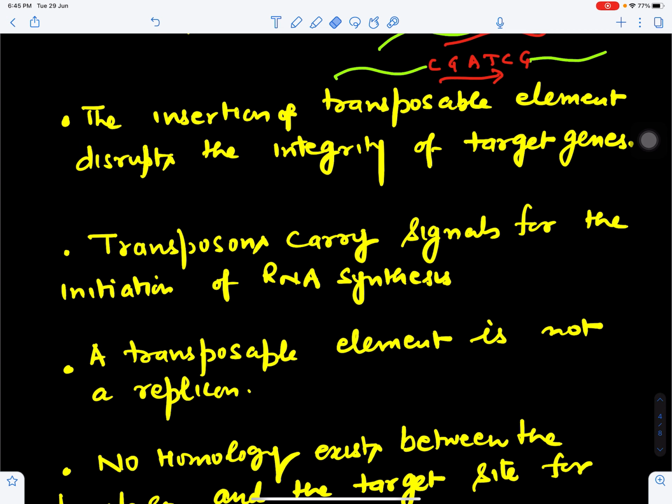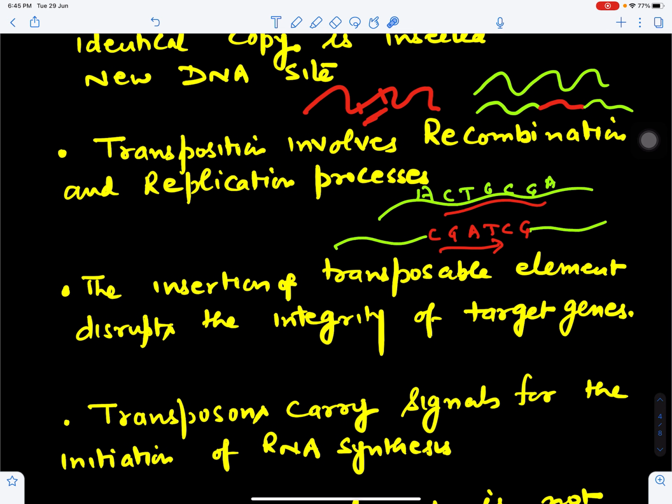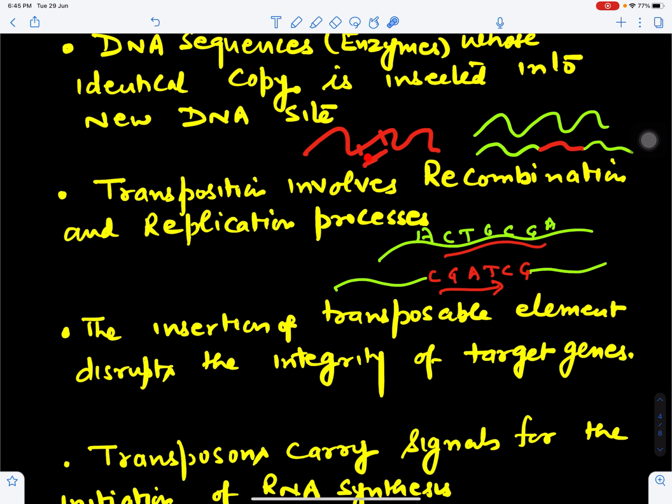A transposable element is not a replicon. Replicon means, like here, we can see this genome found in the red DNA. This can replicate with the DNA of its original type. But when it gets attached to another DNA, it cannot replicate. Phages and viruses can replicate, but this mobile DNA will not replicate. It will not carry the replicon point.